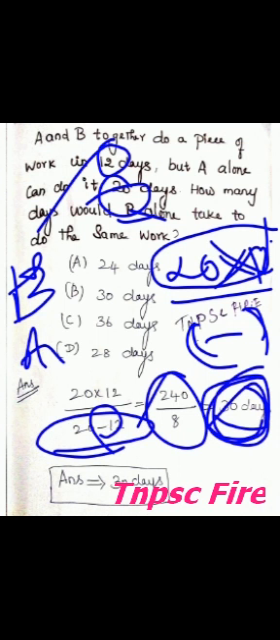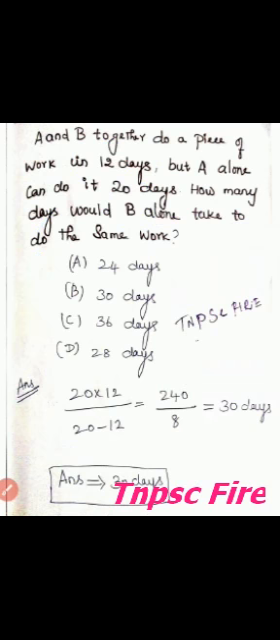Why do you use a minus here? They ask for B alone, so A alone means you use minus on the two values in the denominator. This is a small thing you will change. Always multiply the two values in the numerator, and in the denominator you just subtract the two values.